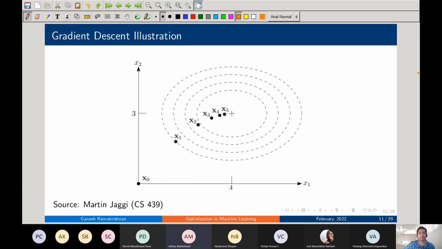Okay, this is the idea. Gradient descent: you're trying to move orthogonal to the level curve, but you want to be informed. Now see, this x1 has become x2, a very large step size. Then x3, x4, x5. Now you can see the step sizes are shrinking. So step size also has an important role to play, as you can see.